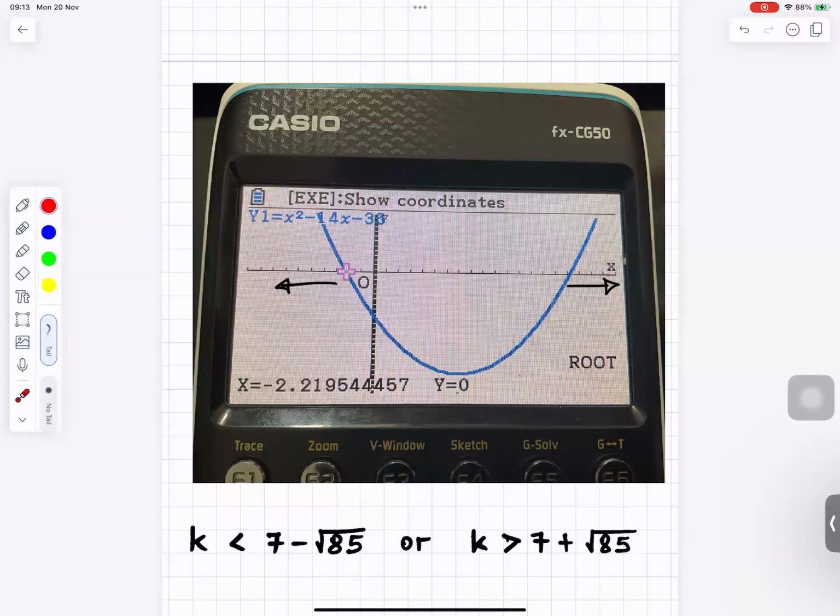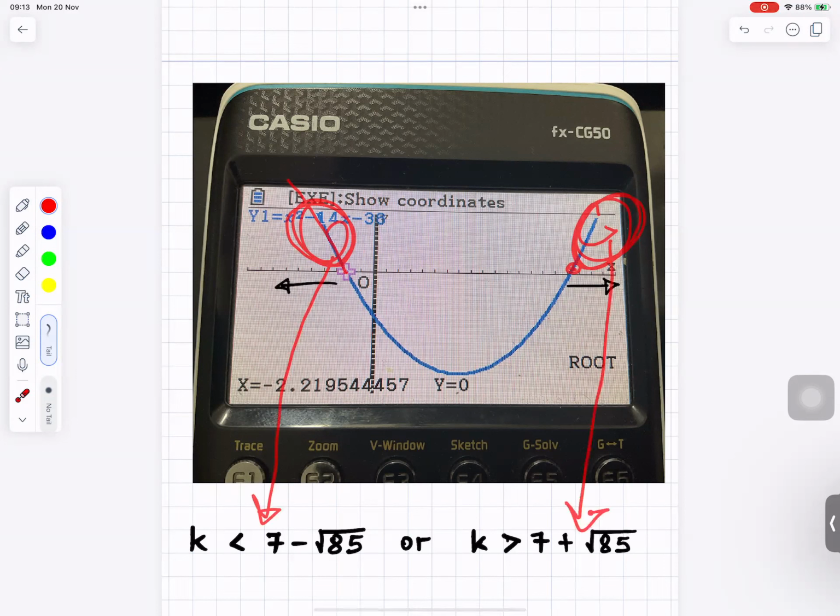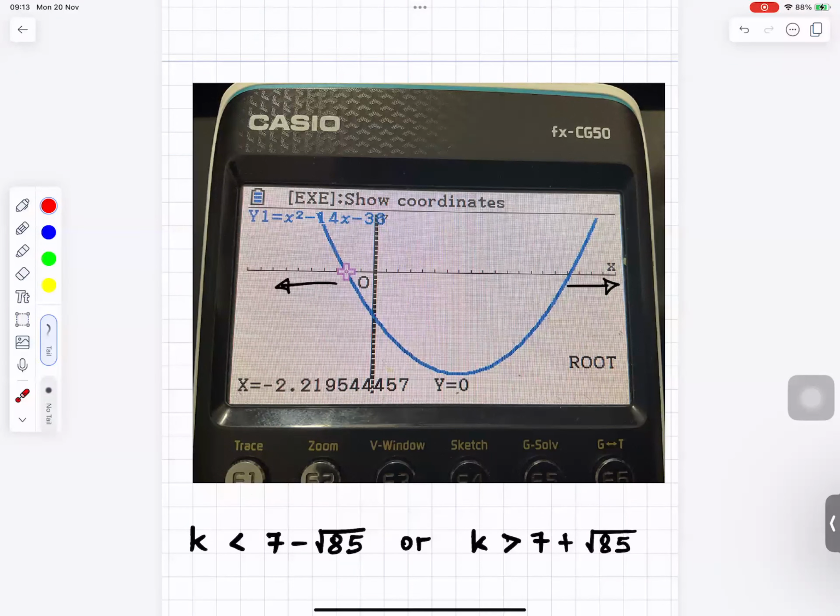So we want your answer to be k is less than this number, because on this side is where you get the answers bigger than 0. If you see here, the graph is bigger than 0 from this number going that way. From here is bigger than 0. So you want k to be a number less than that, or k should be a number bigger than that.